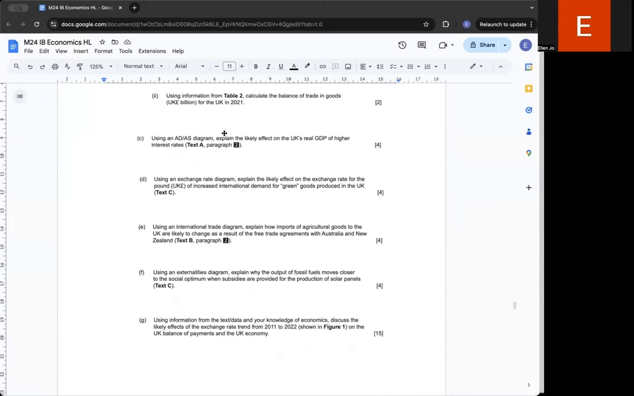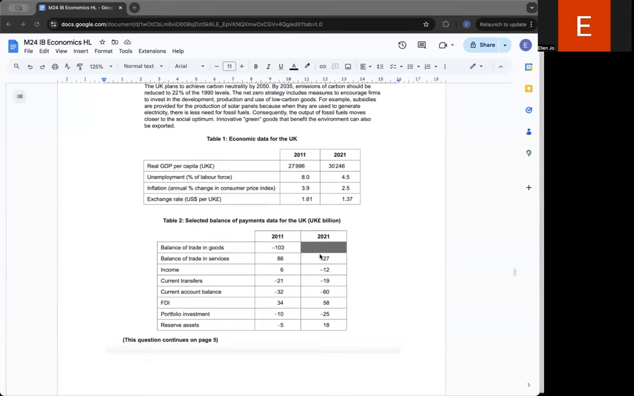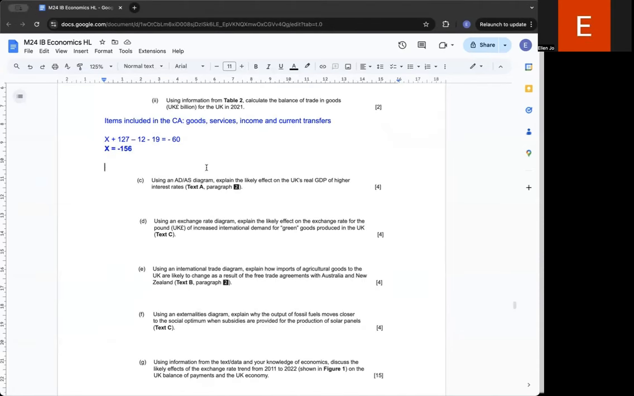Using information from Table 2, calculate the balance of trade in goods for the UK in 2021. In Table 2, we can check the data for the current account balance, including goods, services, income, and current transfers. For the year 2021, we know the sum of all is -60, as the question said. So we can simply get the value that we want, which is -156.